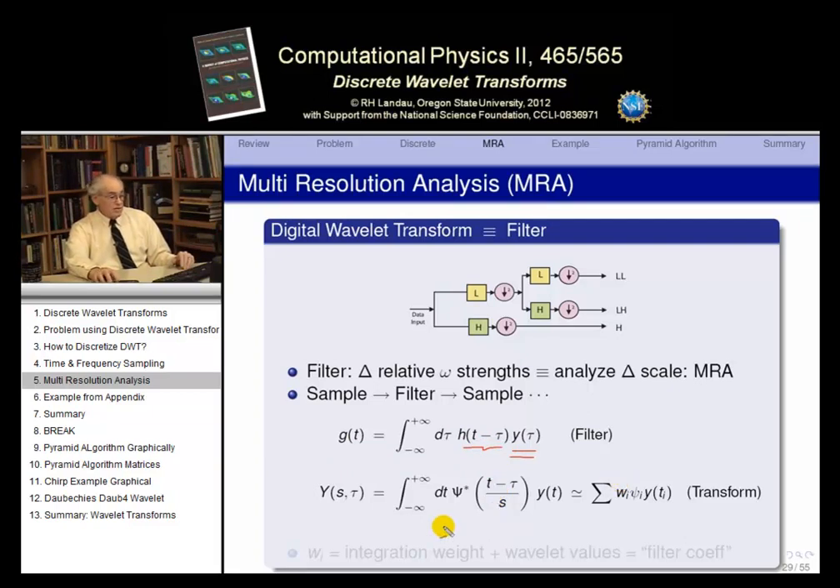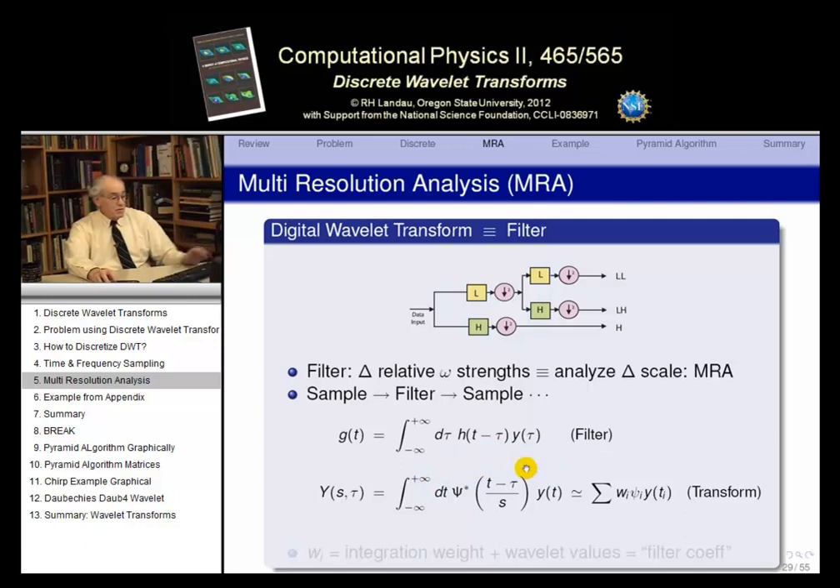Well, if we look at what a transform does, the transform starts off, again, here's our signal, y of t. We then multiply the signal by a filter function. Well, the filter function here is just the wavelet, the mother wavelet at some time and scale, and we integrate over all time. So the two are equivalent.